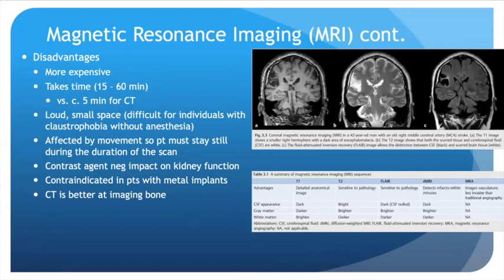As with other technologies, if you're doing a CT or an MRA, the contrast agent can have a negative impact on kidney function. MRI is contraindicated in patients with metal implants, so things like old pacemakers and old cerebral aneurysm clips. The newer pacemakers and clips are typically okay. CT is also better at imaging bone.